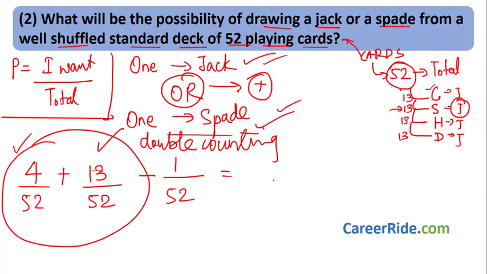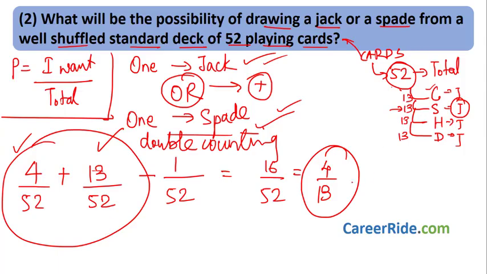Okay, what do we get then? 4 plus 13 is 17. 17 minus 1 is 16 upon 52. 4 4s are 4, 13s are... This is the probability of choosing a jack or a spade from a well shuffled deck of 52 playing cards.